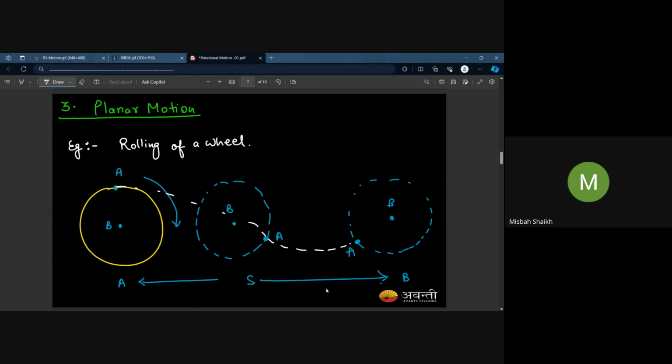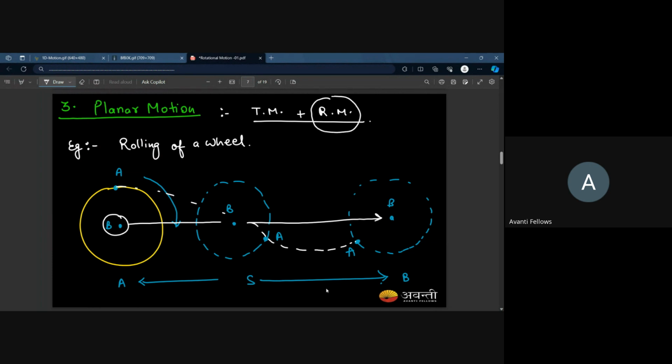Yes, ma'am. So rolling of a wheel is a nice example to define planar motion as the sum of translational motion and rotational motion. It contains both translational motion as well as rotational motion. If you see, this point B is moving in the forward direction only, but all the particles on this wheel will do rotational motion. Is that fine? Yes. Okay. Cool.